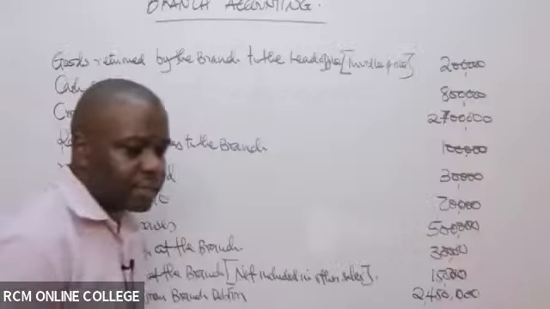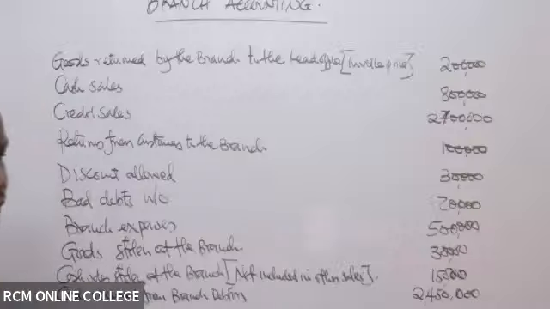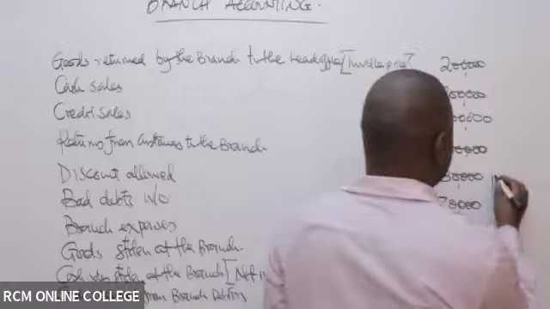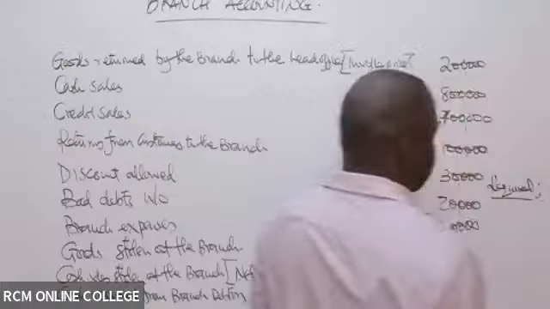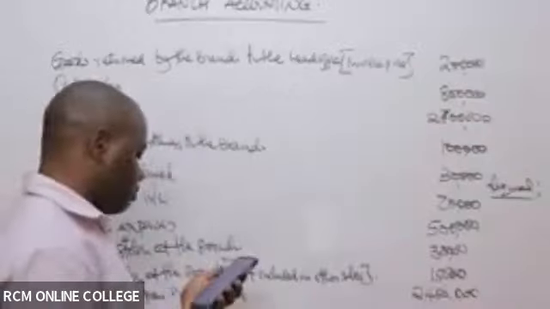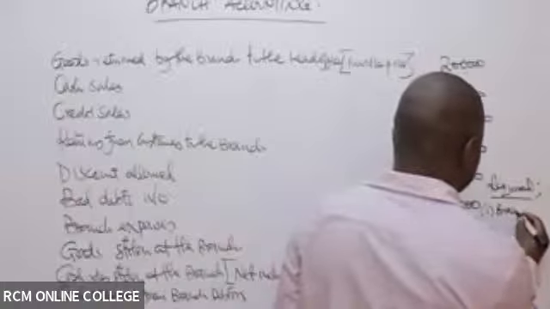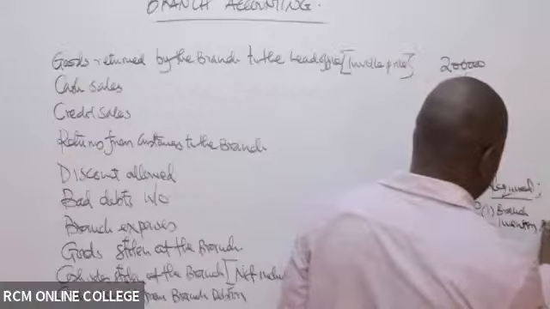So we are therefore called upon in this case. What are we required to prepare? Required number one, the branch inventory account. Number one, they want you to prepare the branch inventory account.